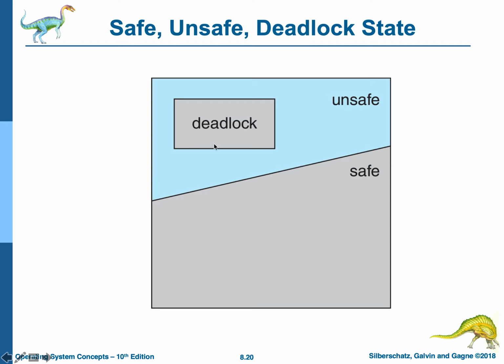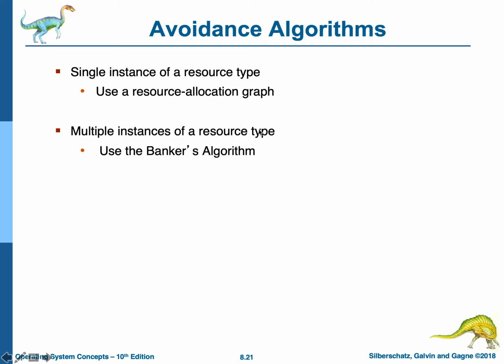The unsafe state is when we have some processes which are trying to access more resources than available, and the safe state is the inverse, which means the available resources are enough to satisfy a process. So for avoidance of deadlock, if we have a single instance of resource types, it means that one resource R1 has a single instance, then the resource allocation graph, which we have seen before, is enough to find out the safe state and to avoid the deadlock. But if we have multiple instances of resource types, then we use the Banker's algorithm.